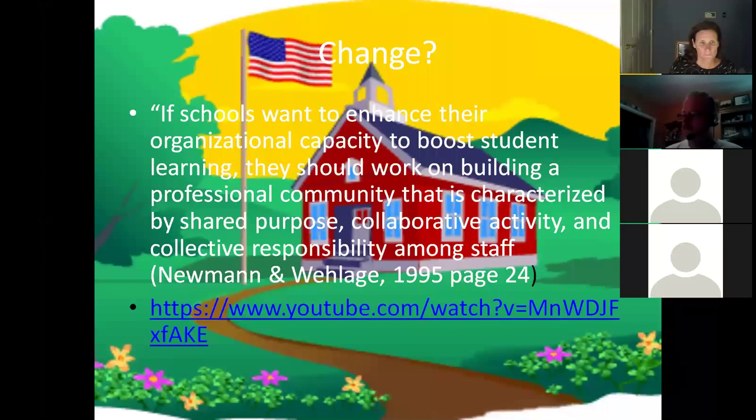As Newmann and Wehlage stated, if schools wanted to enhance their organizational capacity to boost student learning, they should work on building a professional community that is characterized by a shared purpose, by collaborative activity, and by collaborative responsibility among staff.